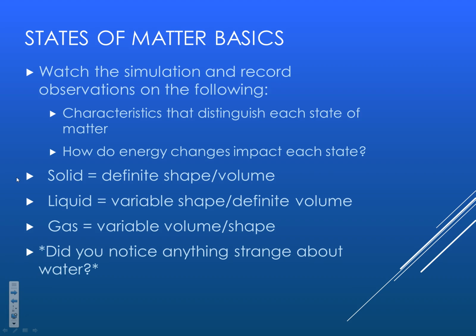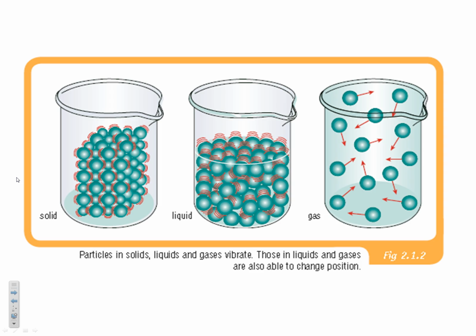Solids have very nice organized shapes, and I'll show you a picture of that in a second, whereas liquids have variable shapes. They kind of conform to the bottom of whatever container they're in. And then gases will spread out to fill their container completely, and they're the most spread out. Water, I'll talk about also here in just a moment. So this is generally what they look like.